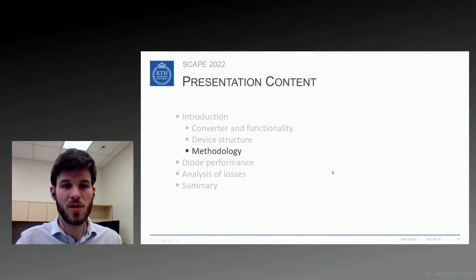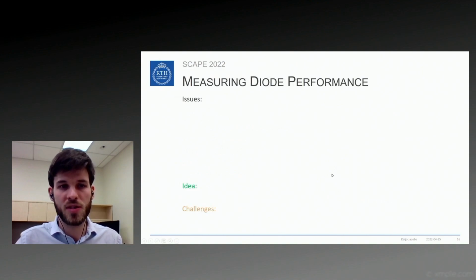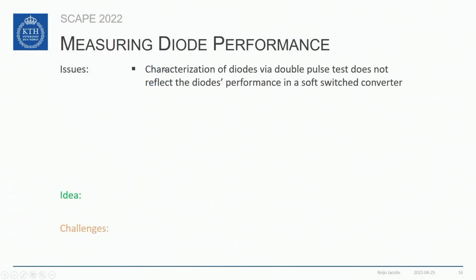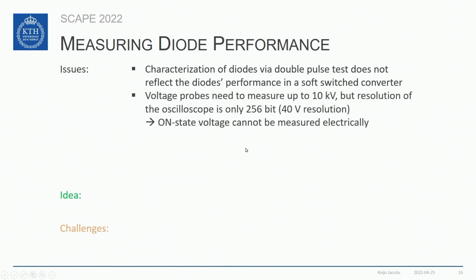Now let's come to the methodology that we used for our testing. We ran into several issues measuring the diode performance. The problem is that the characterization of diodes via a double pulse test does not reflect the diode's performance in a soft switched converter. For example, voltage probes need to measure up to 10 kilovolts, but the resolution of the oscilloscope is only 256 bits. Therefore, we only get 40 volt steps in our measurements. Therefore, the on-state voltage cannot be measured electrically.